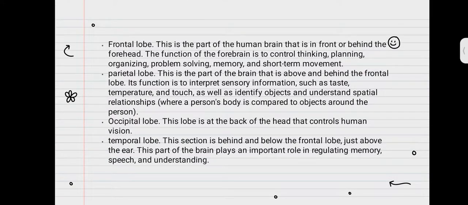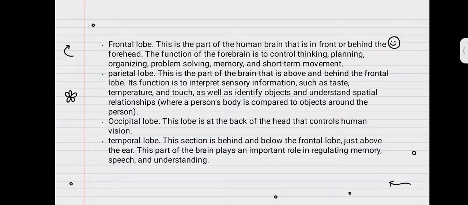The first one is frontal lobe. This is the part of the human brain that is in front, behind the forehead. The function of the frontal lobe is to control thinking, planning, organizing, problem solving, memory, and voluntary movement.